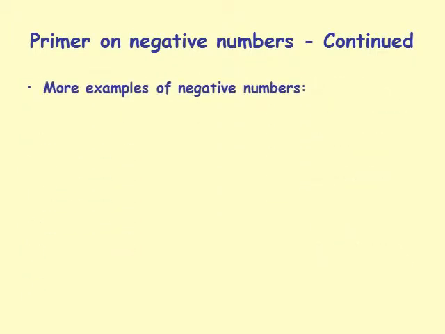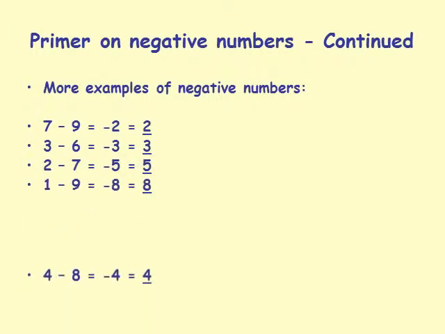Let's continue this primer here. Let's get some more examples. So let's say 7 minus 9, which is minus 2. We go from 0, 7 steps to the right and 9 steps to the left on the number line. We are at minus 2, and we will represent that as underscore 2. 3 minus 6: go from 0, 3 steps to the right on the number line and 6 to the left. We have minus 3, and we represent that as underscore 3. 2 minus 7 is minus 5, and we'll denote that as underscore 5.